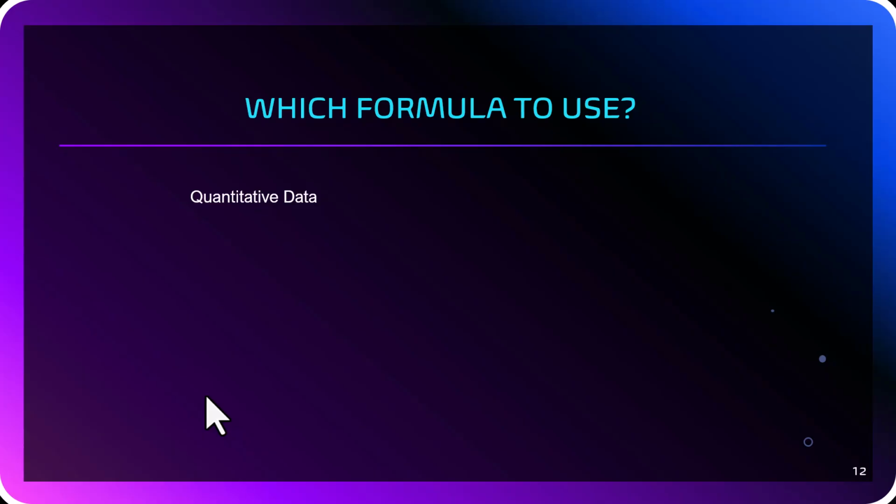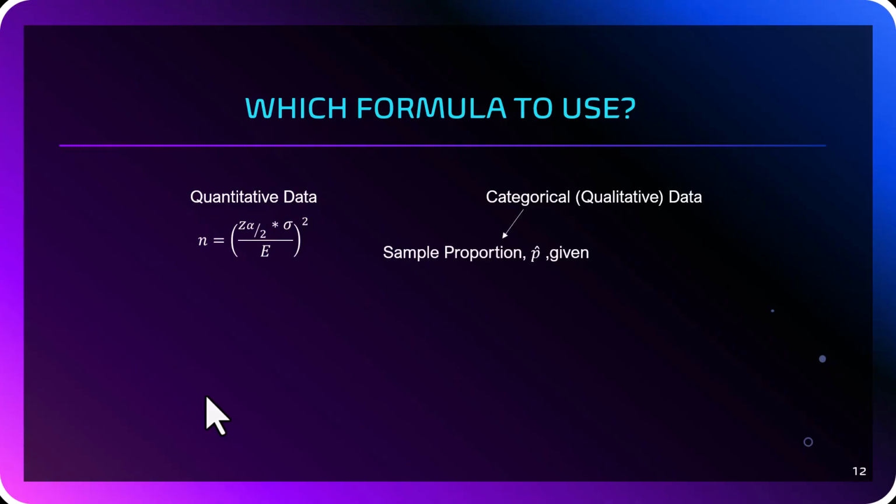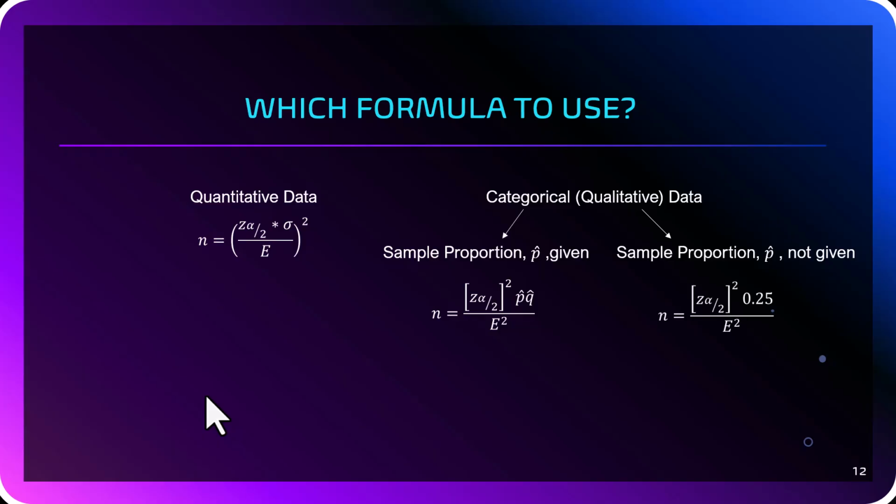So to review, remember we have to decide which formula to use. So we already know that our first dichotomy, our first information that we have to collect is, do we have quantitative data or categorical data, right? And again, if we have quantitative data, it's pretty straightforward. You just have the one formula. But now, if we have categorical or qualitative data, now we have a second thing that we have to ask ourselves. Has a p hat, a sample proportion from a previous study, been supplied or not? If it has been supplied, then we can use that formula there. If not, then we replace p hat q hat with 0.25.